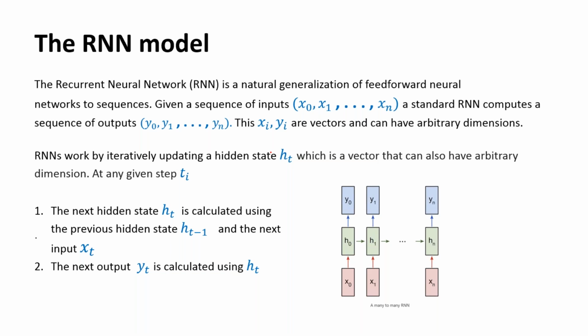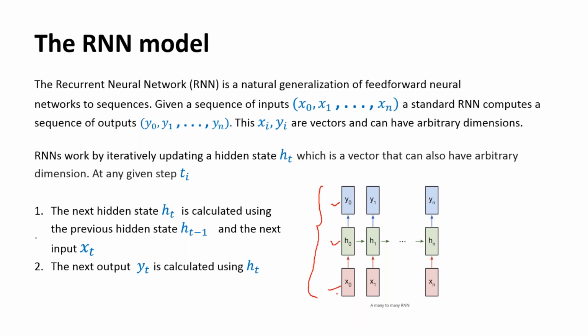These dimensions are based on your vocabulary size. Let's say I am feeding in a complete document, so my vocabulary size would be the number of unique words that I am passing in as an input, right? RNNs work by iteratively updating a hidden state ht, which is a vector that can also have arbitrary dimension. All of these layers that you see, the different colors, are basically constructing my RNN, and they are vectors with arbitrary dimensions. This is the primary thing to understand.